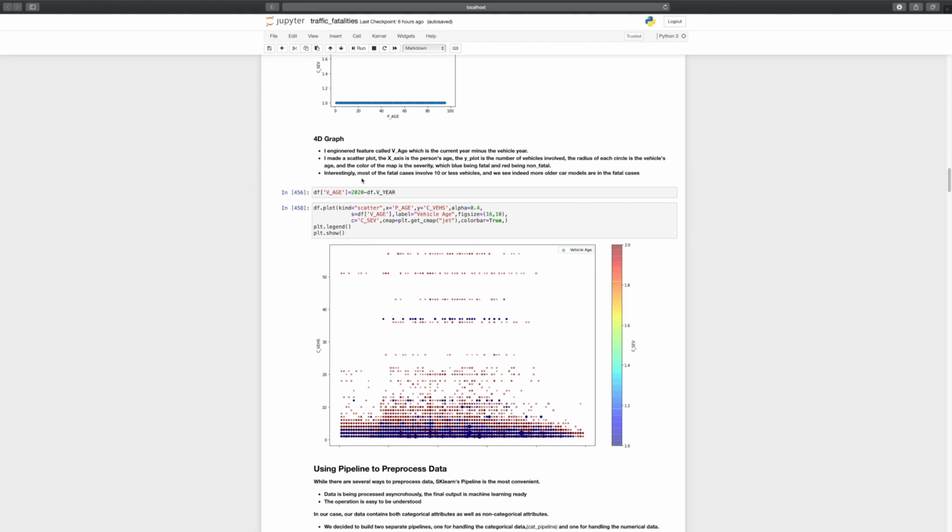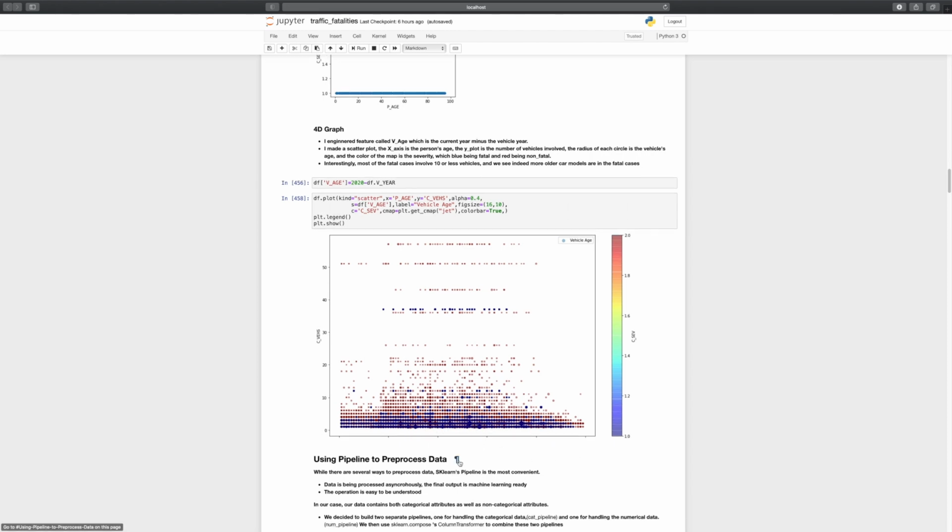So from this data, we can see that most of the fatal cases involve 10 or fewer vehicles, and we indeed see that there are more older car models involved in the fatal accidents, as shown in the larger radius of our circles down right for the blue bubbles.